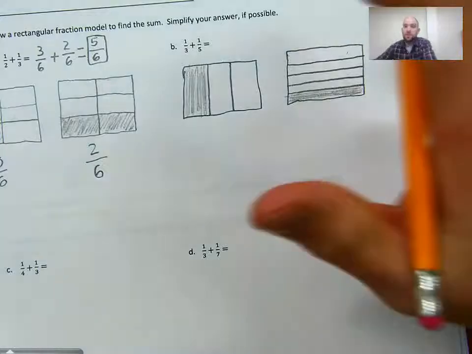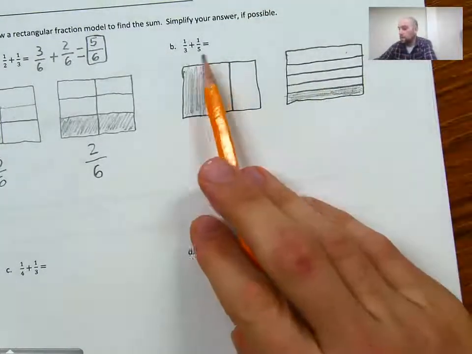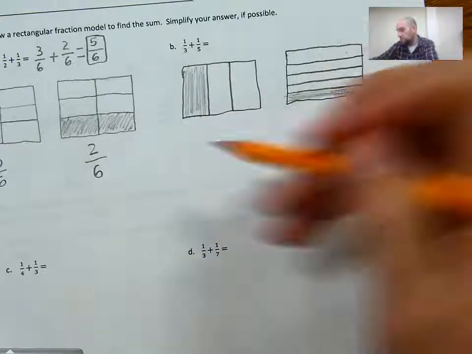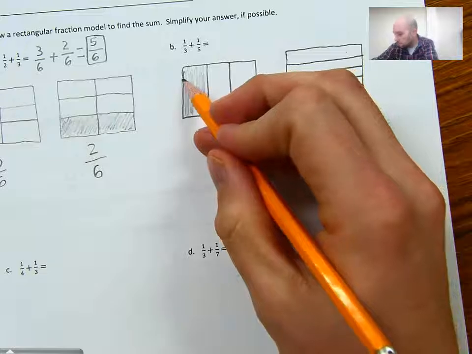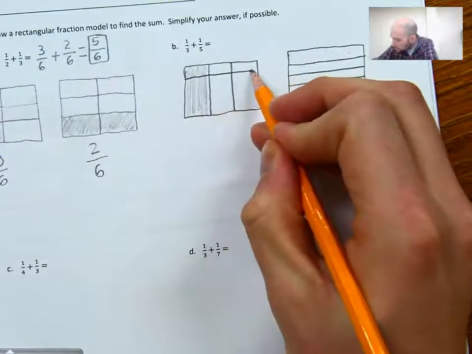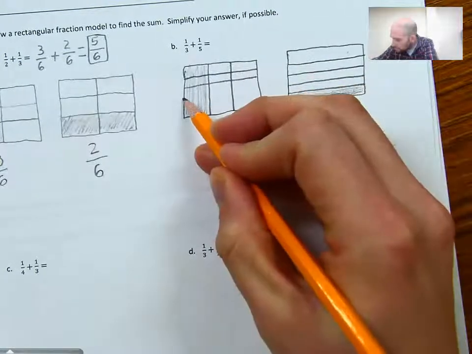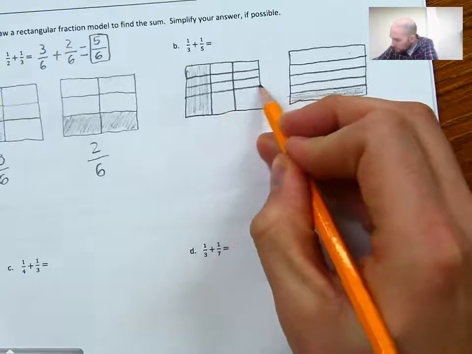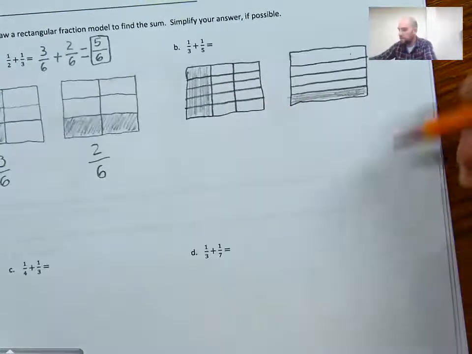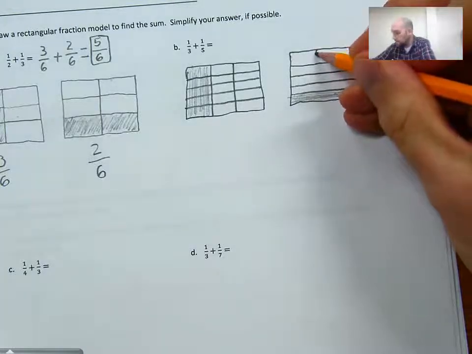Next, I need to partition these rectangles now into my thirds into fifths, and my fifths into thirds. So I'm going to have to make each one of these into 5 parts. 1, 2, 3, 4. Again, 4 lines will make 5 parts. And then this one I only have to do 2 lines to make it into thirds.